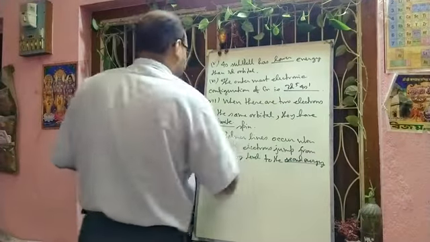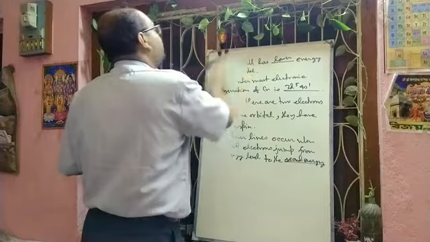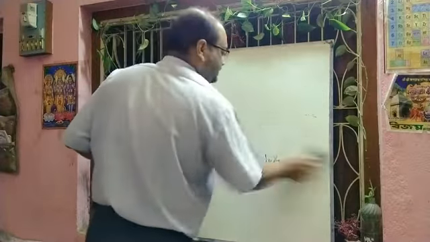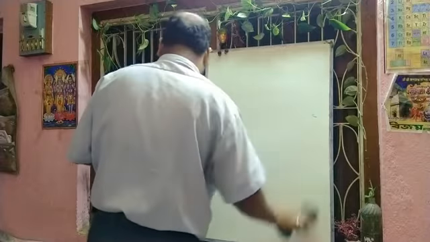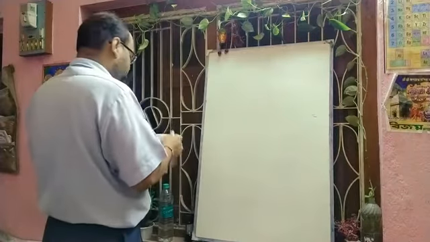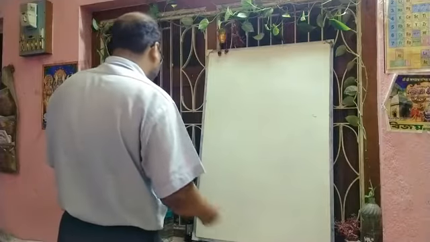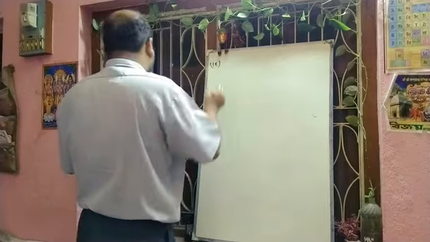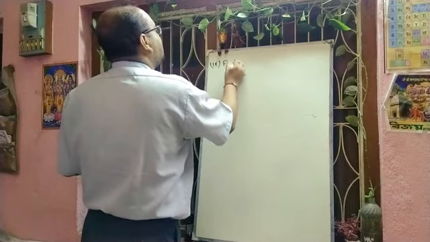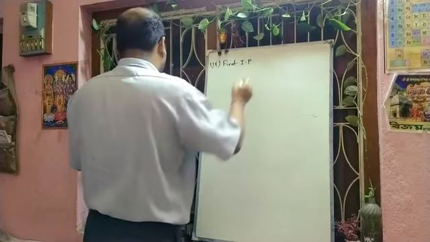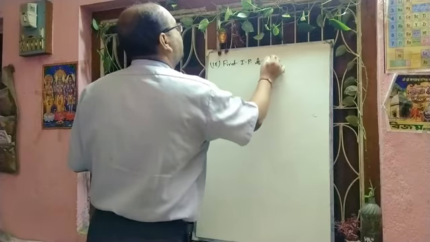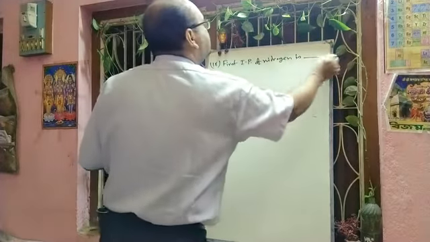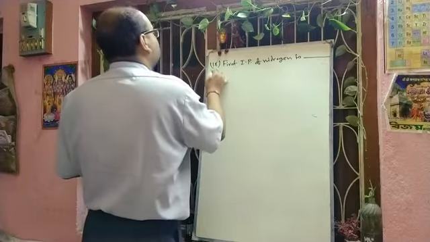Next we will go to the periodic properties and variation, third chapter. The first question is first IP, that is the ionization potential of nitrogen is dash than that of oxygen.